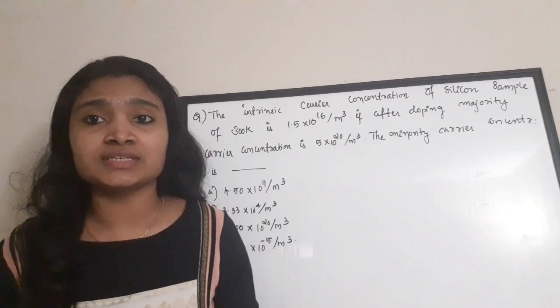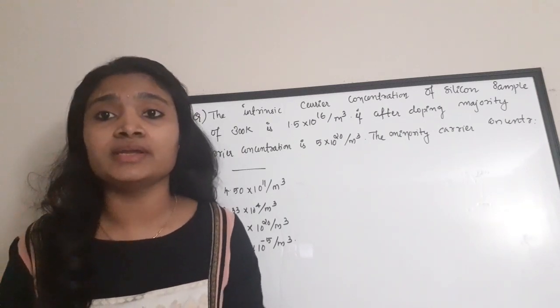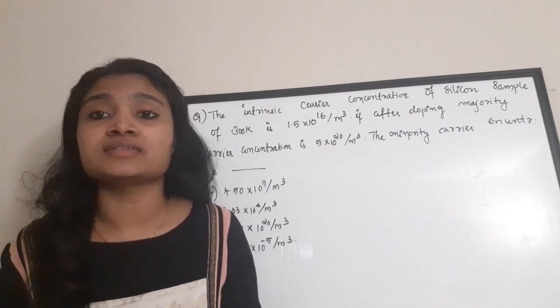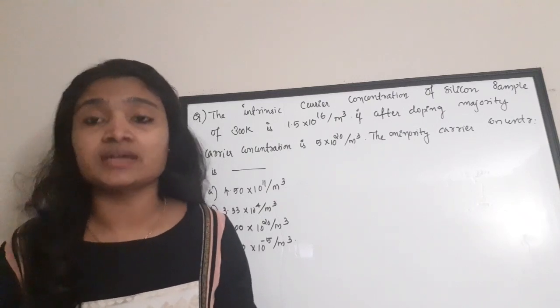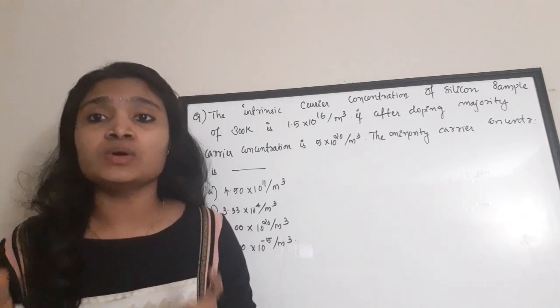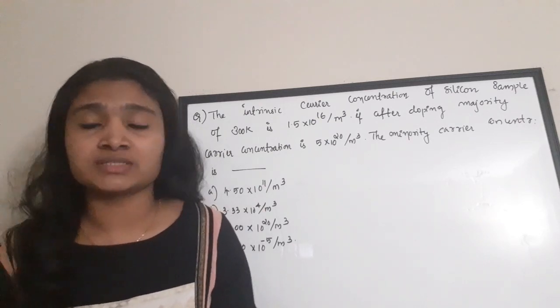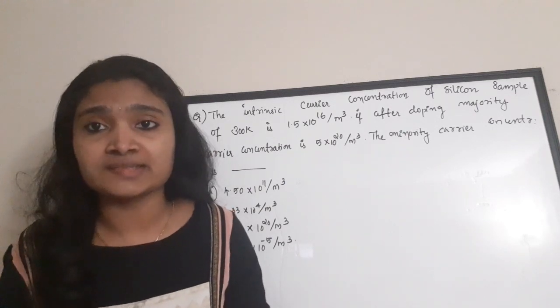Today's video, we are going to see the problems from electronic devices and circuits. We have already uploaded a video on the formula revision of electronic devices and circuits, covering all the equations from semiconductor devices, BJT, and all the important equations. In this video, we'll be seeing some problems based on those important formulas. This is part 1 of numericals from electronic devices and circuits.